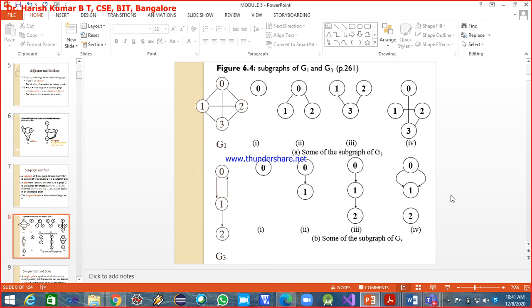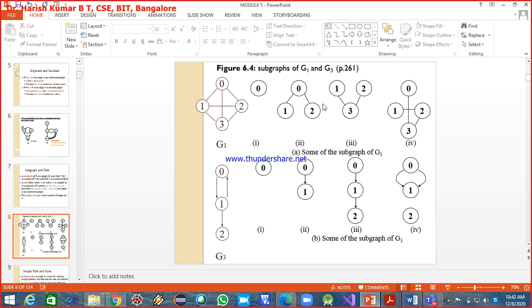Next, examples of subgraphs. Now we have taken the undirected complete graph, which was earlier considered as an example, G1, and we are writing different subgraphs for this graph. So 0 is a subgraph. How do you say 0 is a subgraph? Because the vertex 0 is a subset of the vertices of the main graph G1. Similarly, the second one you are seeing is also a subgraph of G1.